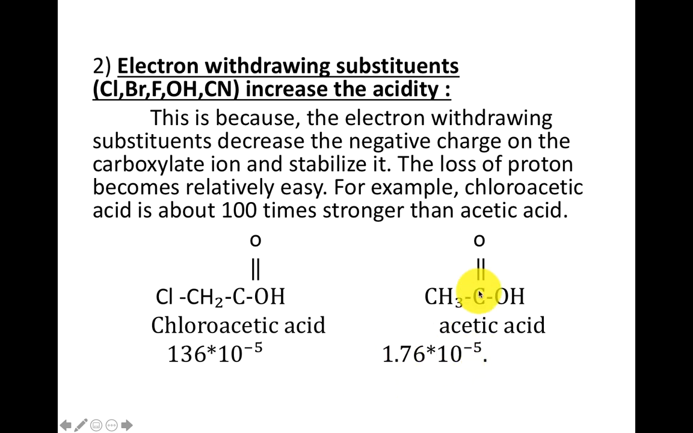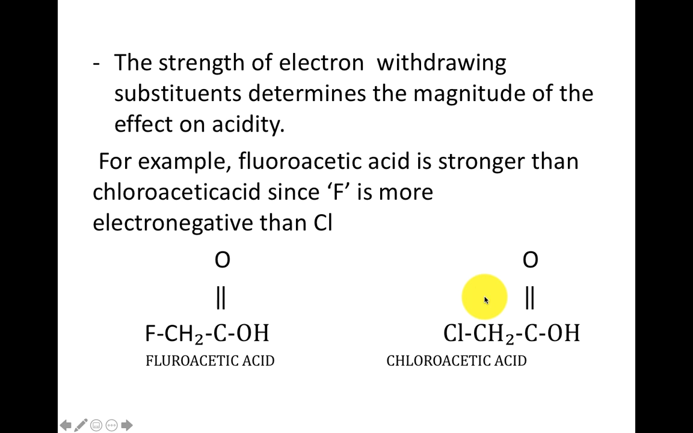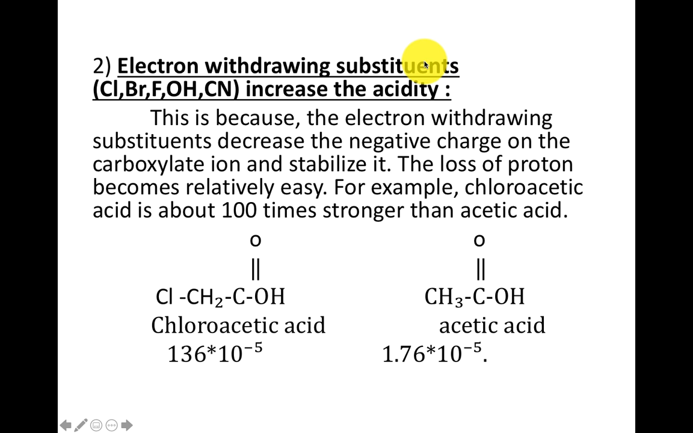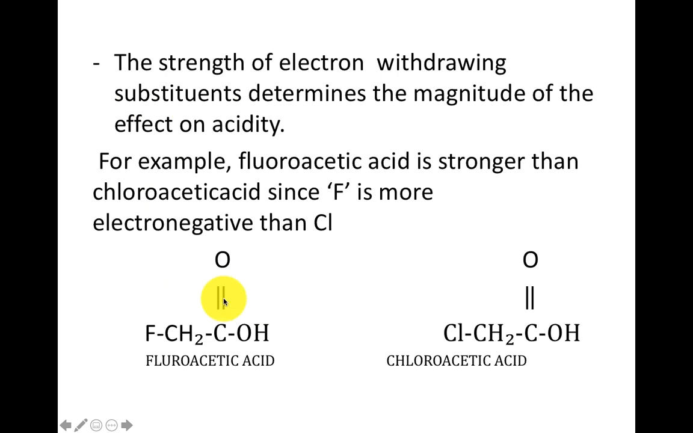And this is the Ka value of this corresponding acid. See, the strength of electron withdrawing group. So, till now what we have said, electron donating substituents will decrease the acidity, and electron withdrawing substituents will increase the acidity. So if you are comparing between electron withdrawing substituents only, like chlorine, bromine, fluorine and all, see what will be the effect on acidity. The strength of electron withdrawing substituents determines the magnitude of effect on the acidity.